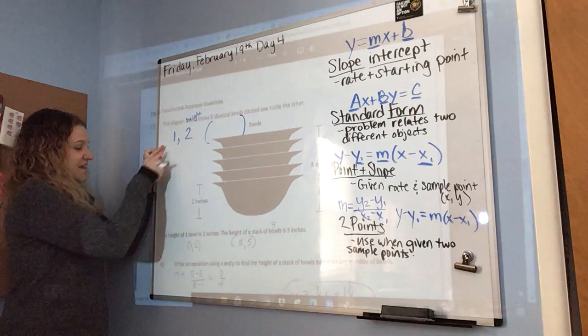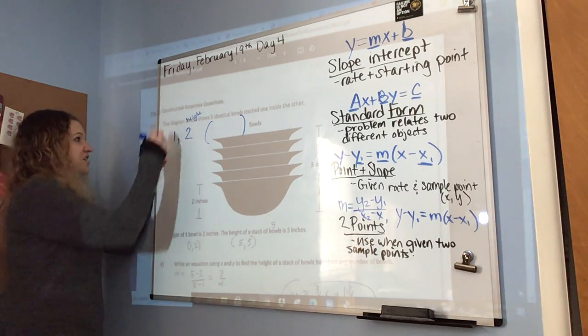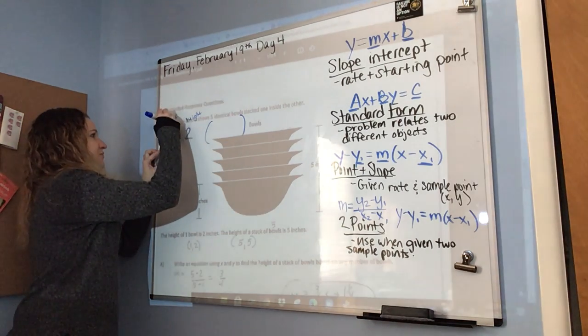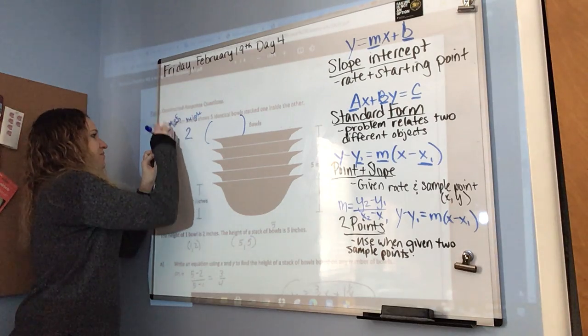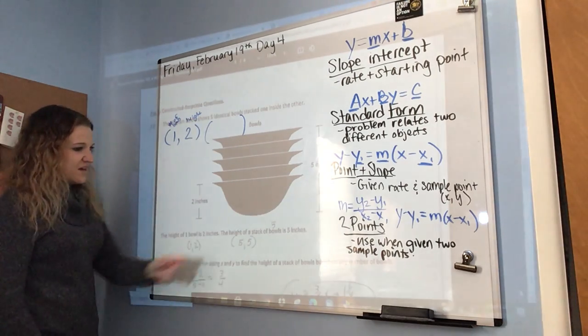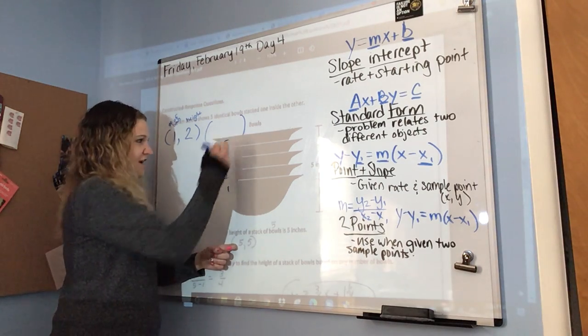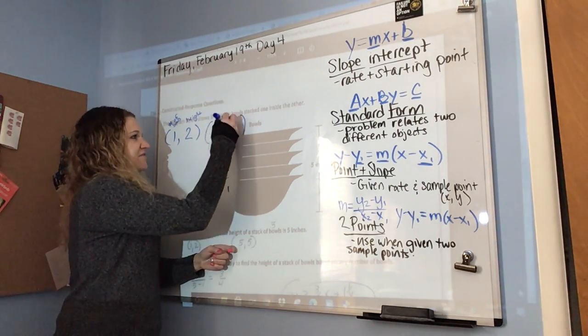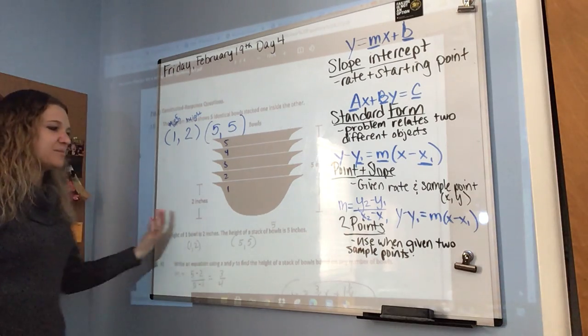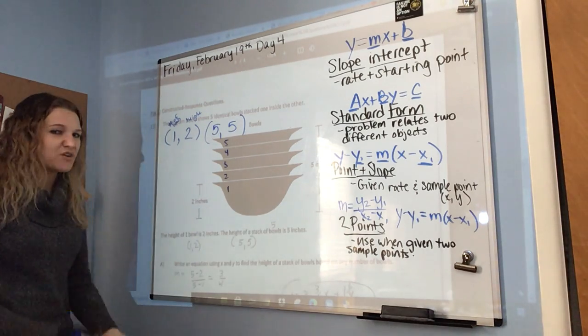Since it's an ordered pair, it represents our x and y. So the height of one bowl is 2 inches. So this must be the number of bowls. There's my first ordered pair. Height of a stack of bowls, 1, 2, 3, 4, 5. So there's 5 of them, is 5 inches.